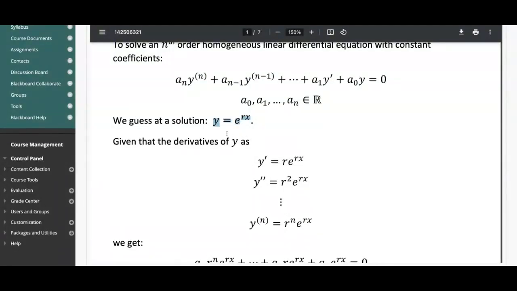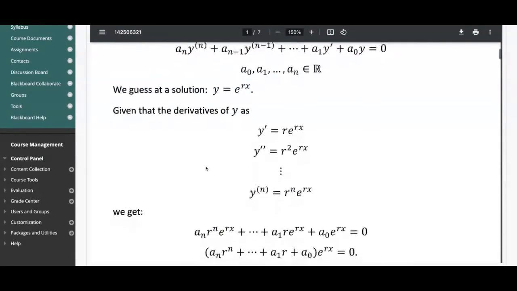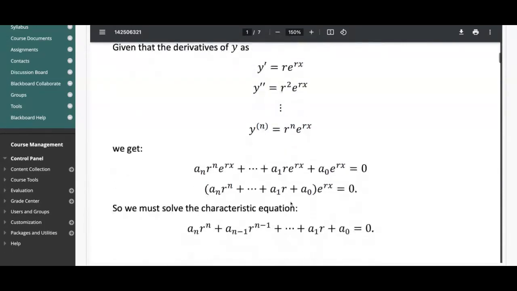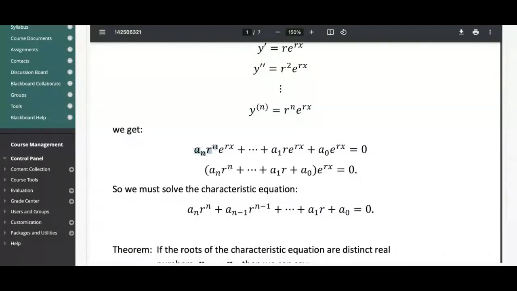We work with one solution, e to the rx. We know the first derivative will be r times e to the rx. The second derivative will be r squared e to the rx. The nth order derivative will be r to the nth e to the rx. So we get this. The r to the nth, all those r's, become part of the constant coefficient. Factor out e to the rx.